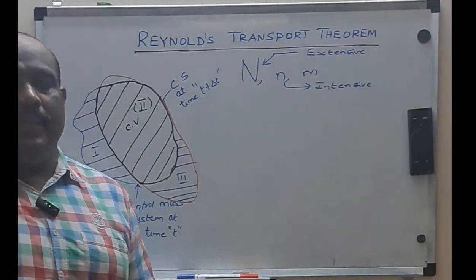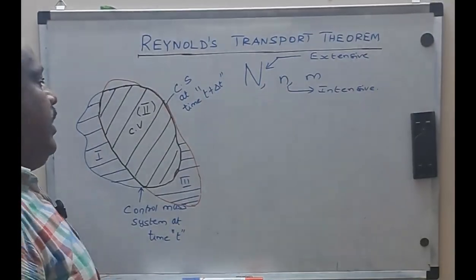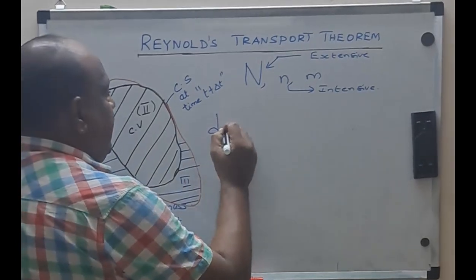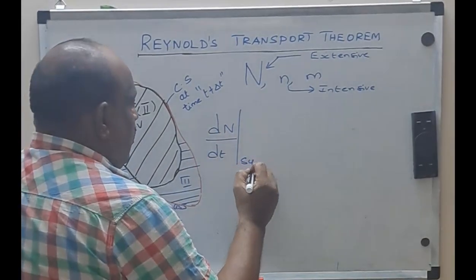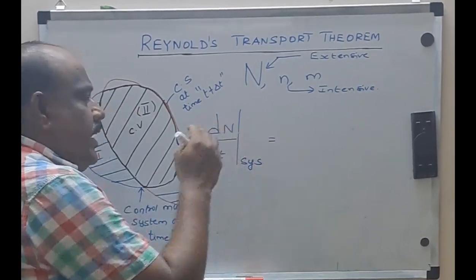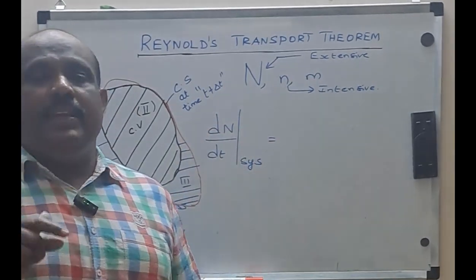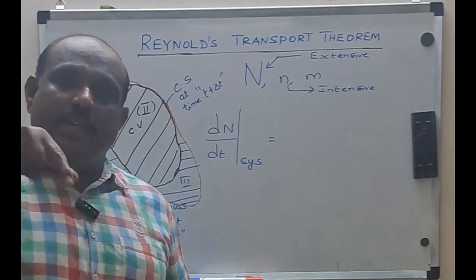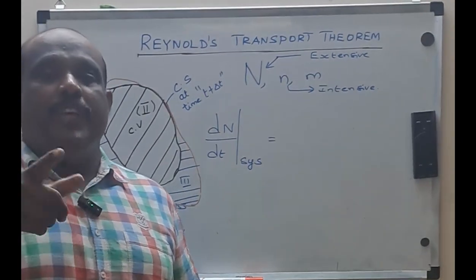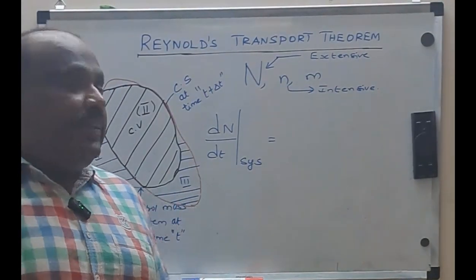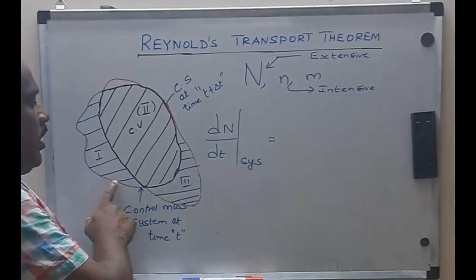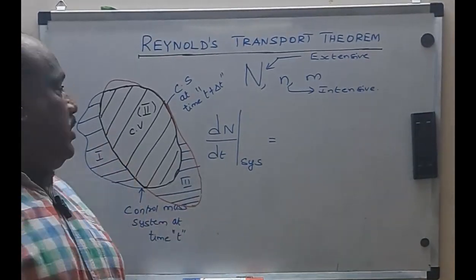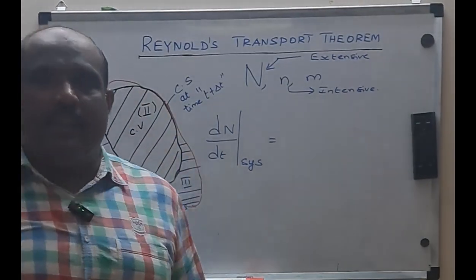Okay, let us now define dN/dt of the system. What is dN/dt? What is, first of all, N? N is nothing but the extensive property. What is d/dt? The rate of change of the extensive property with respect to the control system. With respect to the control system means what? Either the blue color curve or the red color curve, or not the black color curve.